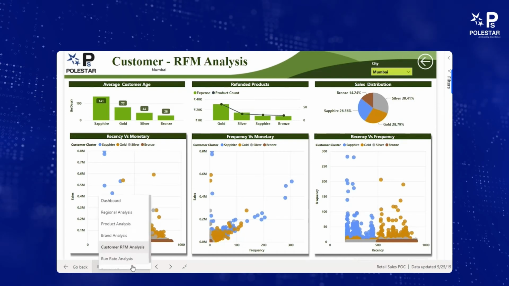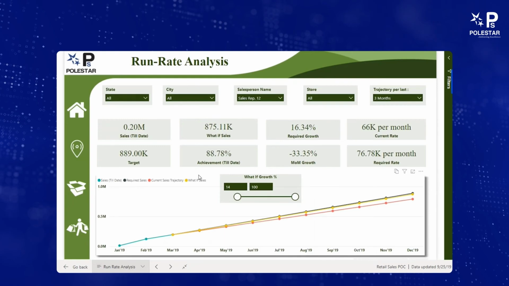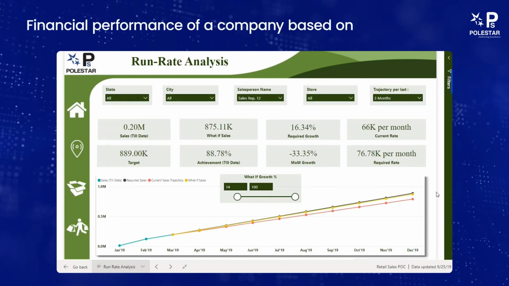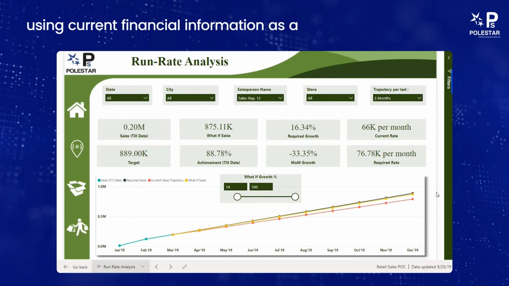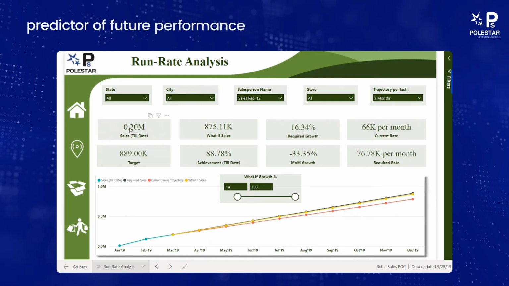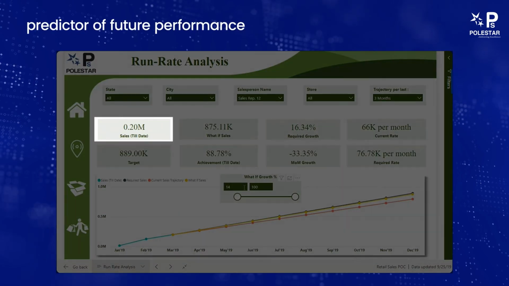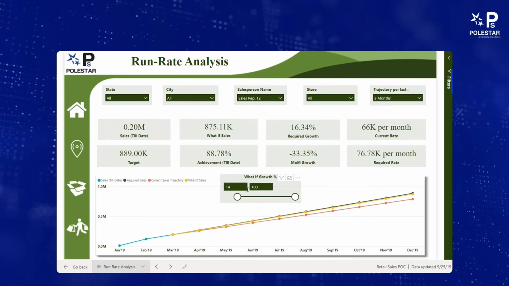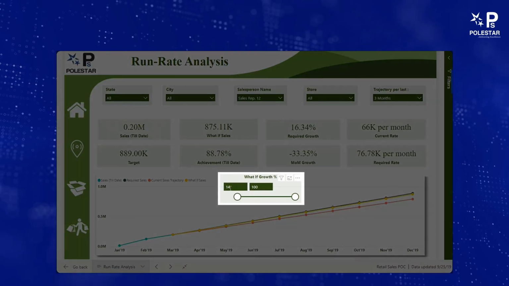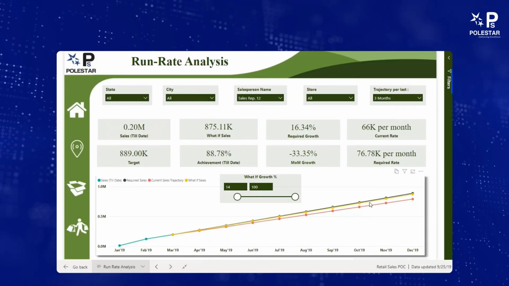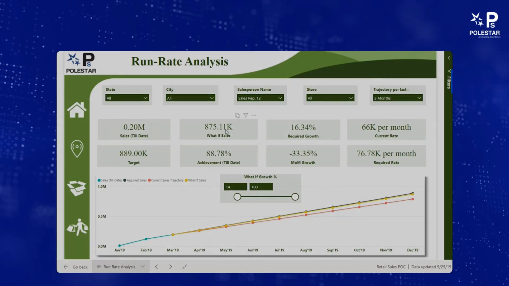Last but not the least is a run rate analysis, where we would want to see where we are as of today and how our trajectory is going to go in the next few months. So if I look at sales till date, it is 0.2 million, but what if my growth could increase between 14 to 100%? How would it vary? If I increase by 14%, this is what my trajectory looks like. And if I grow by 100%, I reach a number of 875.11k that you see over here.